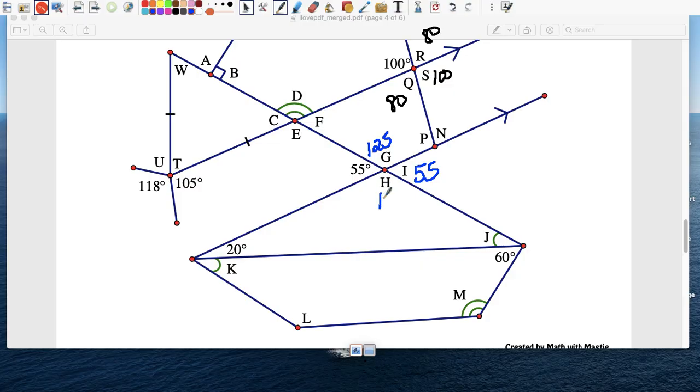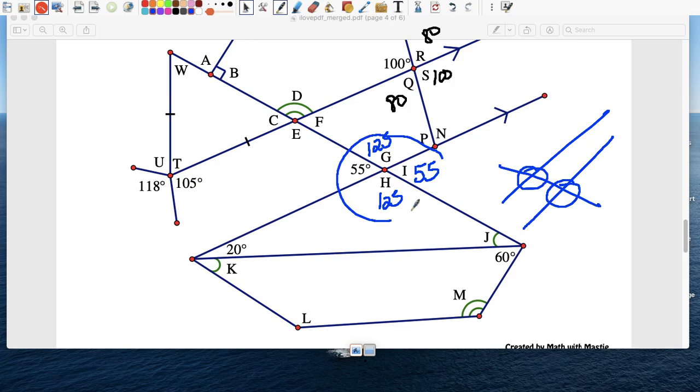Makes this 125. If you notice, and I'll draw it here, the parallel line crossing, this group and this group is exactly the same, so this group and this group is exactly the same, right? Two parallel lines cut by a transversal, so that's just the corresponding angles, 125, 55, 55, 125.